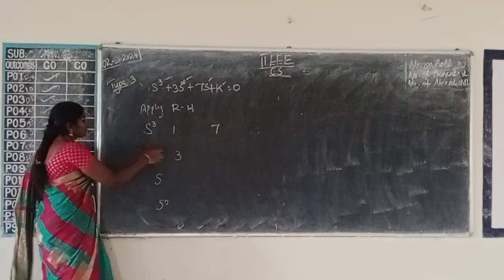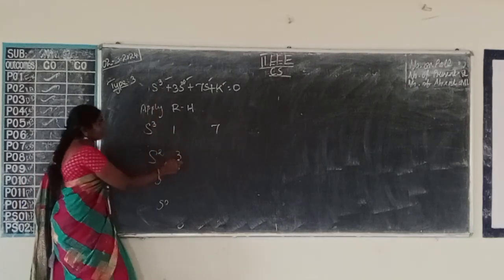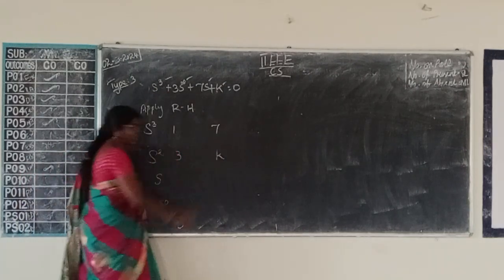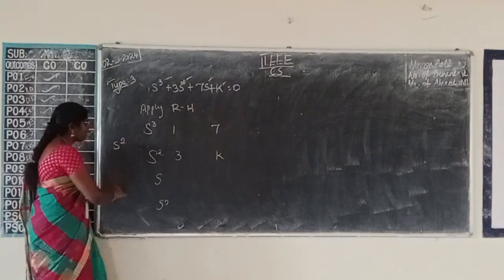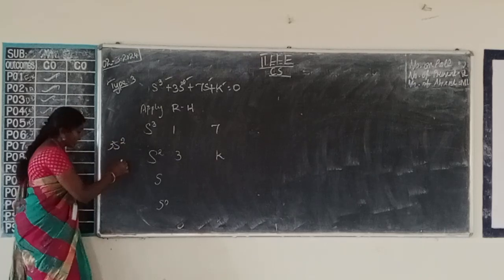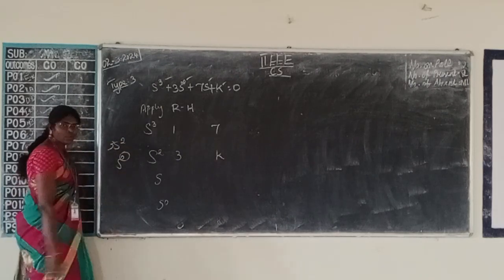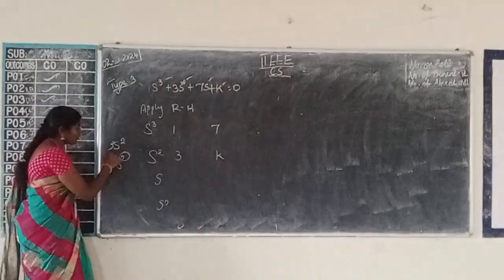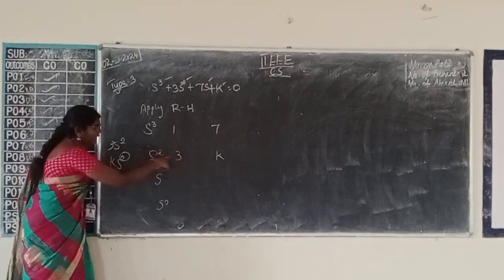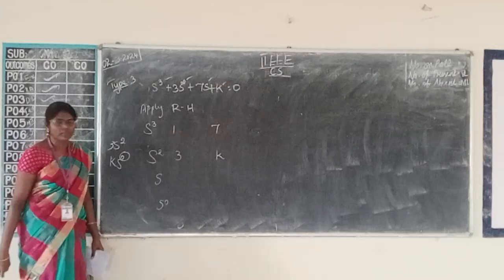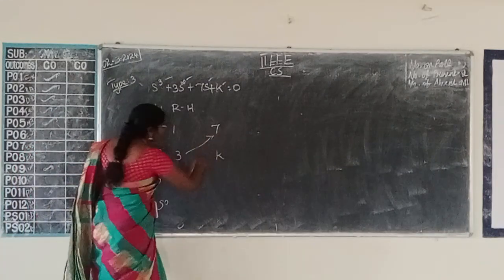Okay, so what is the coefficient? 3, and here it is. Clear by taking that it is s power 2. The coefficient is 3, and then s power 0. 0 is also even. So the coefficient there is what? K. So we are taking k in the s square row. Okay, so we have to solve this.